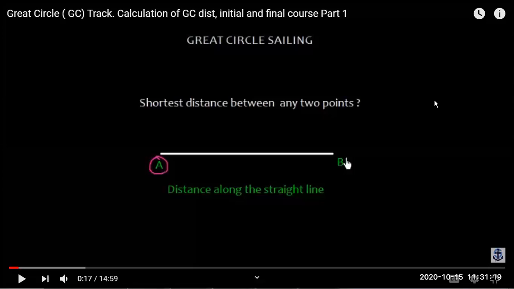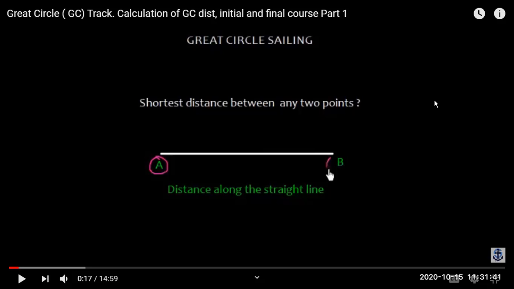So let's start with great circle sailing. In great circle sailing, we need to know the shortest distance between any two points. Suppose we are going from point A to point B on the earth. We need to know the distance along this straight line, which is the shortest distance.